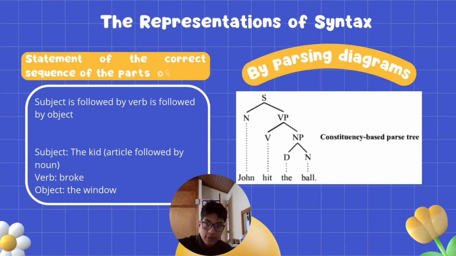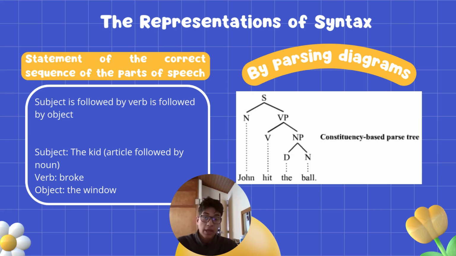Well, following this topic, we have the representation of syntax. We have three categories. The first one is the statement of the correct sequence of the parts of speech. This category is how the sentence has to be in the correct way. So the subject is followed by the verb, followed by the object. Like in the example that we have, the subject is the kid, which is the article followed by the noun, the verb is broke, and the object is the window. So this category tells us how the correct sequence of a sentence is.